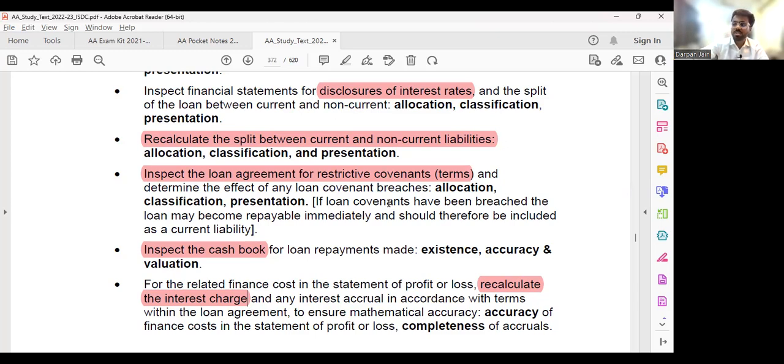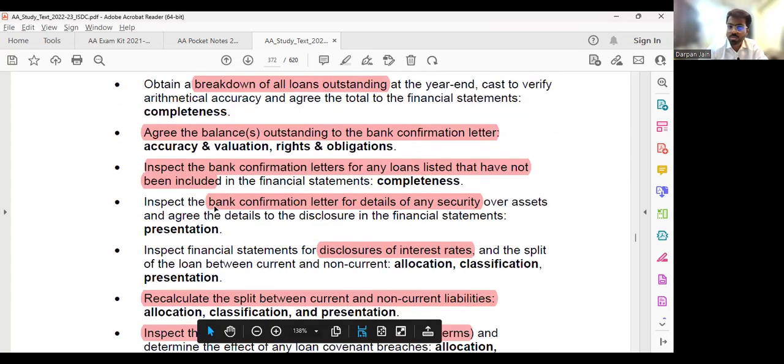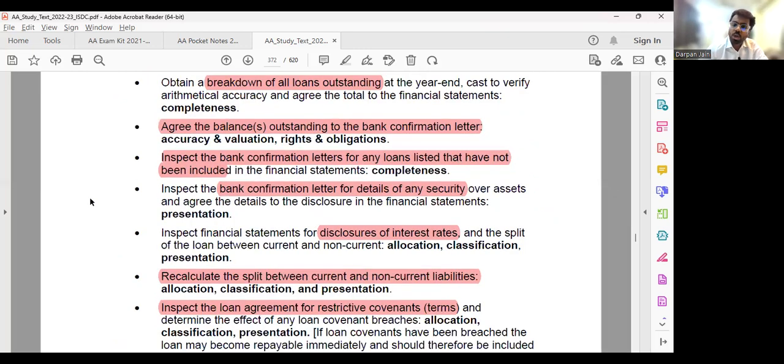Because the amount of interest which has not been paid yet will be accrued interest. It will be interest accrued but not yet paid. Correct? That particular amount should be shown as a current liability, accrued interest or interest payable. Correct? So see that also. Okay. So this is about long-term loans or non-current liabilities, the different audit procedures that you do for long-term loans or for your non-current liabilities. These are the procedures that you perform as an auditor.